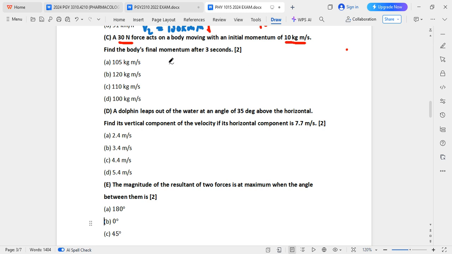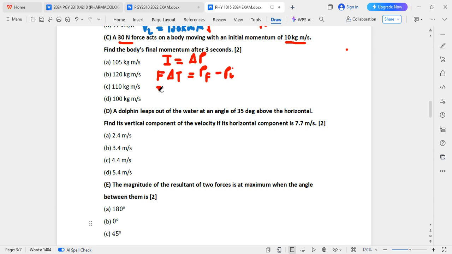What does it tell us? Impulse momentum theory tells us that impulse is equal to change in momentum. How do you find impulse? Impulse is given by force multiplied by change in time. And then change in momentum is given by final momentum minus initial momentum. The question is saying initial momentum is given, find the body's final momentum. So final momentum minus initial momentum is what gives us the change.